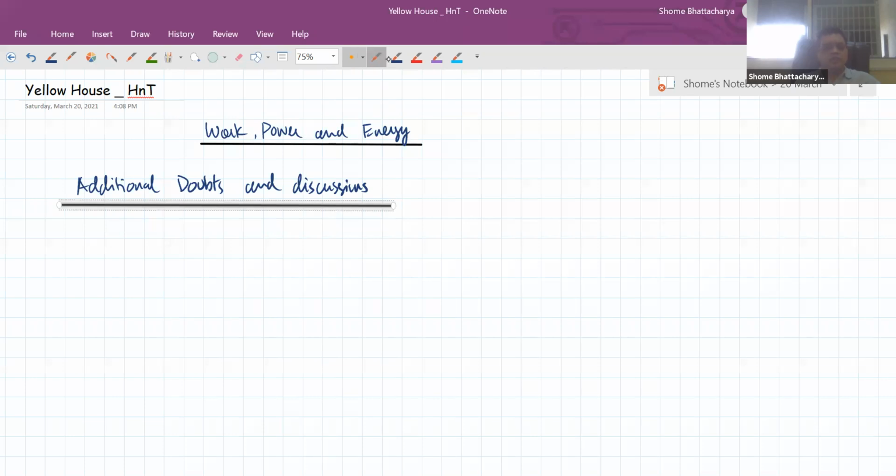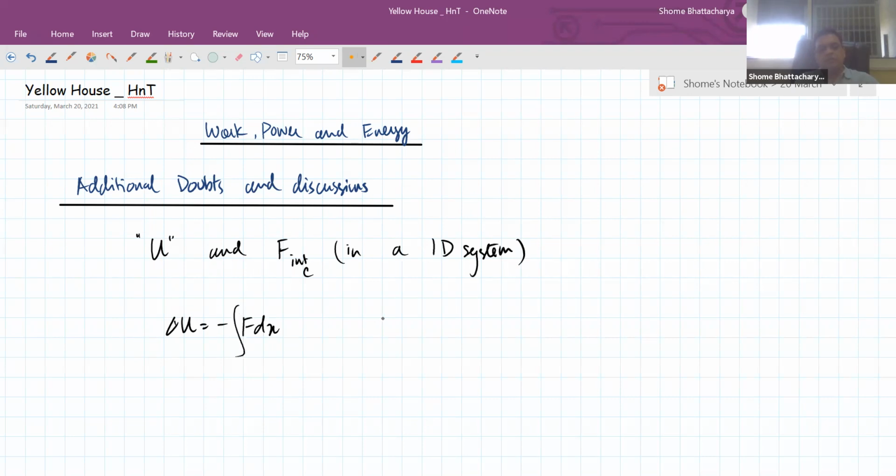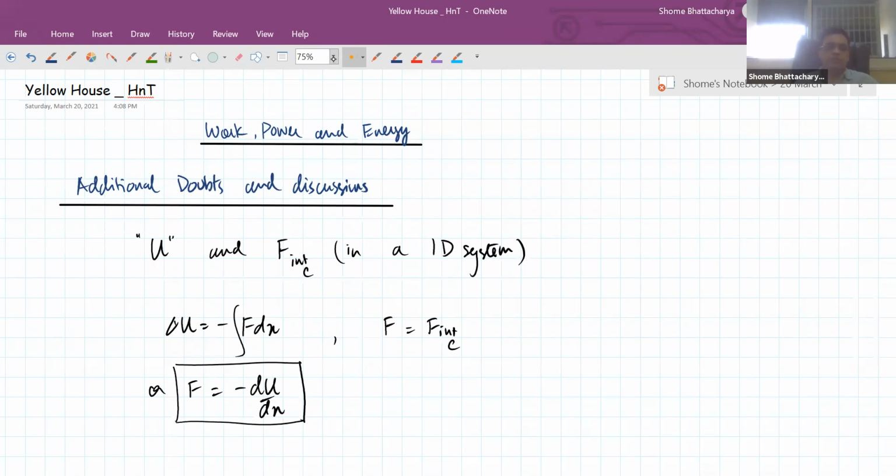So what we were discussing in the previous lecture was the relationship between potential energy and the internal conservative force in a one-dimensional system. We had seen that delta U is minus the integral of F dx, where F is the internal conservative force, and similarly F is minus dU by dx. That is, the internal conservative force is the negative gradient of potential energy.